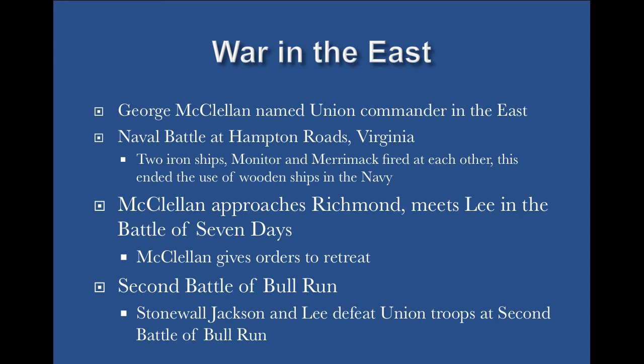he meets Lee at the Battle of Seven Days. And McClellan is eventually forced back by the Confederate troops to retreat. The Second Battle of Bull Run is another battle that happens on the Eastern Front, and Stonewall Jackson and General Lee are able to defeat Union troops. So the South is experiencing a lot of victories early on in the war on the Eastern Front.